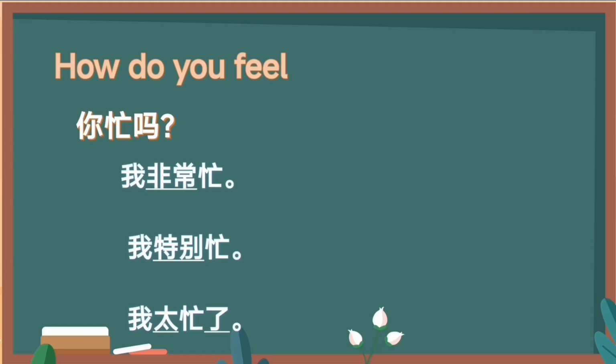These adverbs 非常、特别、太 do indicate different levels of degree, but they don't really show degree, because they are a necessary part to make the sentence sound natural and complete. So, which word to choose is totally up to you. Repeat the sentence after me, please. 你忙吗？我非常忙。我特别忙。我太忙了。I'd like to show you one more example.